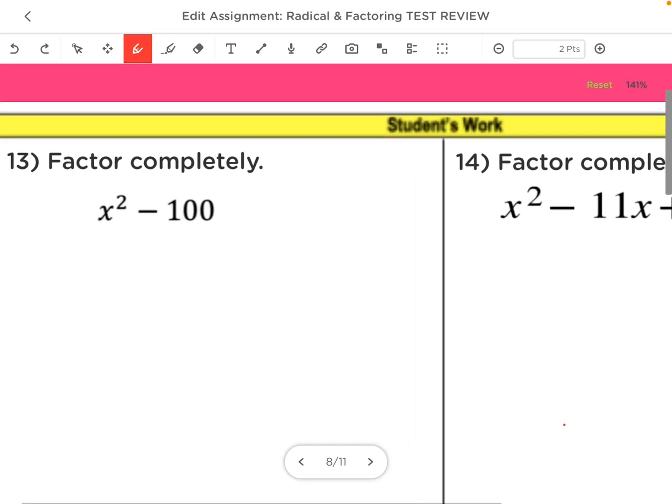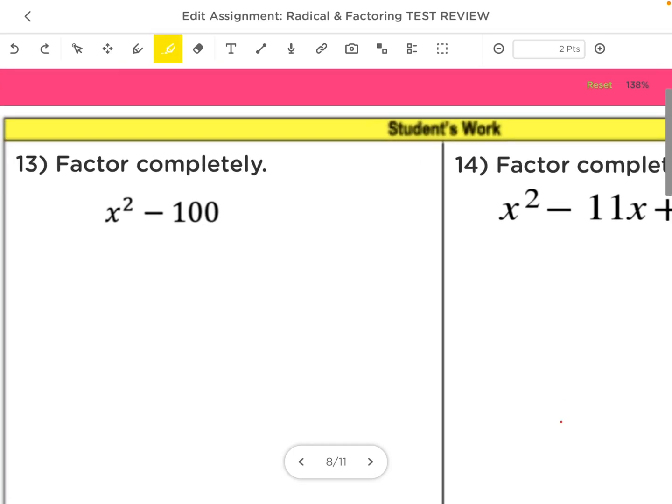Number 13, if you are looking at something that has only two terms, you want to quickly think, is it a difference of perfect squares? Meaning, is that a subtraction, which it is, and most importantly, is that a perfect square, which it is? The square root of 100 is 10. And when you see that, if it has two terms, it's a difference of perfect squares.